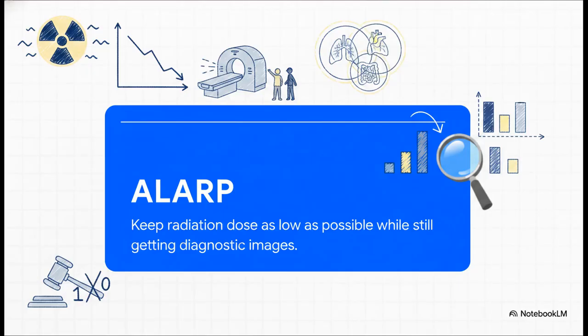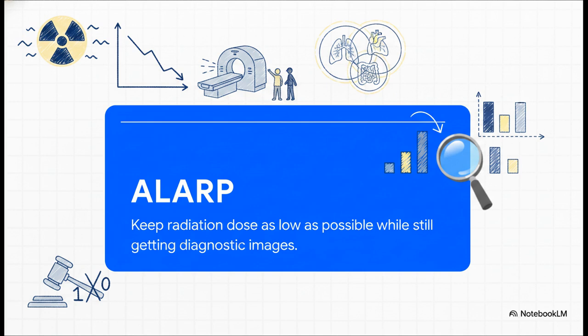And because of that radiation burden, absolutely everything we do in CT is governed by ALARP, as low as reasonably practical. Now, the goal here isn't zero radiation. Zero radiation means no image. The goal is the absolute minimum dose needed to safely answer the doctor's clinical question. We do this using tools like automated mA modulation, which actively dials the X-ray tube current up or down depending on how thick the patient's body is.